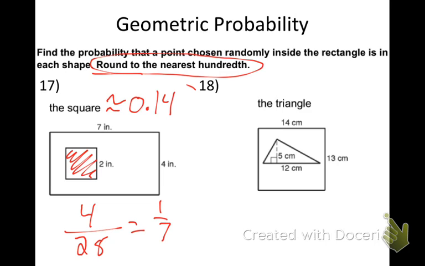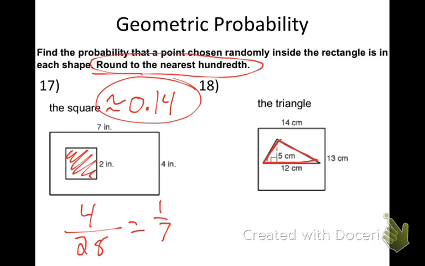14. That's approximately 0.14. Now, number 18. Bailey, does number 18 look familiar to you? Yeah, I was on your test yesterday. Number 18, the triangle here. I want to find the probability of hitting that triangle. Well, the first thing I need to do is find the area of the triangle.